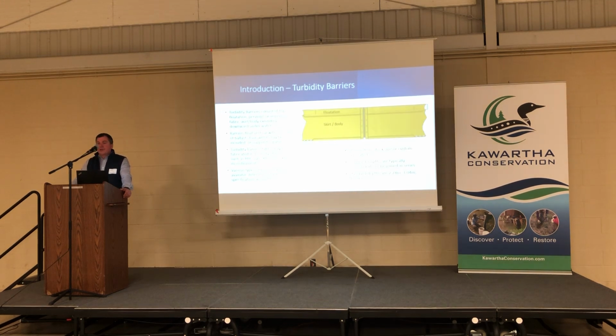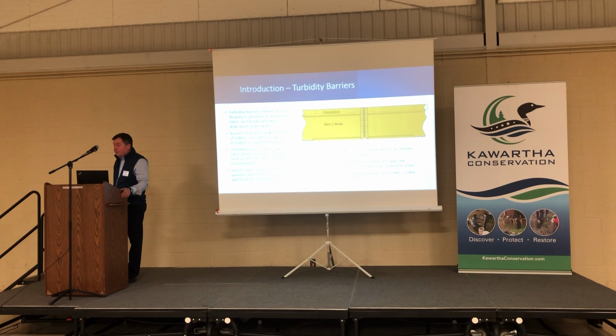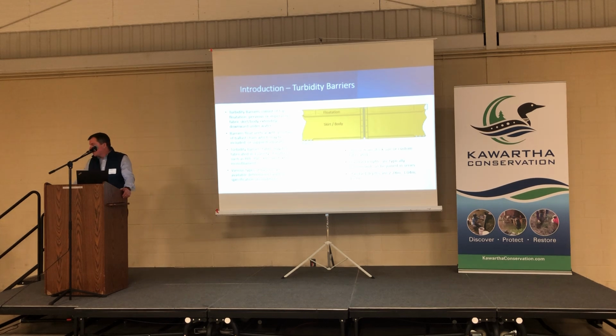So the basic turbidity barrier consists of a top flotation material and either a pervious or impervious body. They float vertically. And then at the bottom they'll have a chain pocket, and that's effectively acting as ballast to hold the curtain vertically. There's various types of barriers available depending on what the applications are.